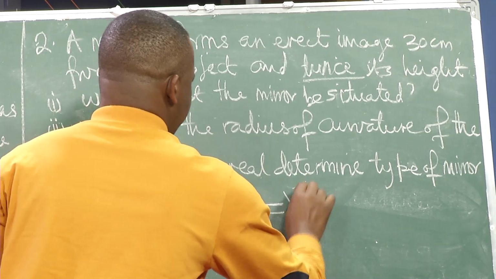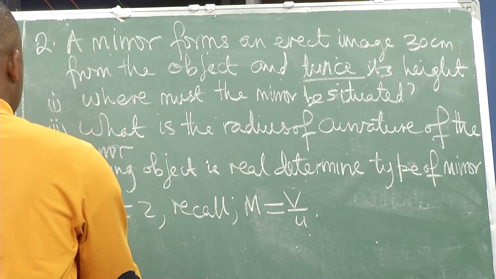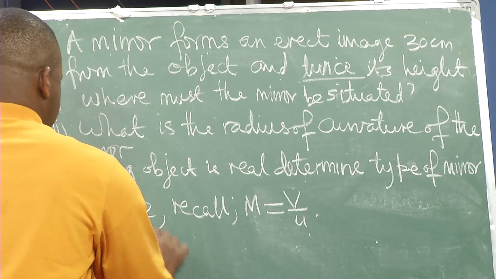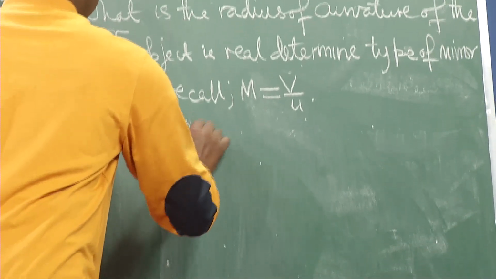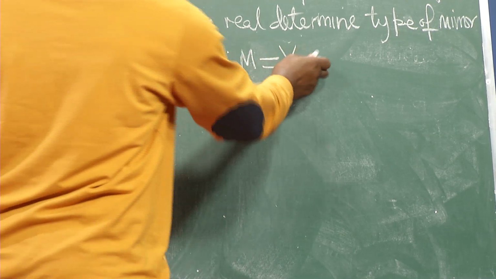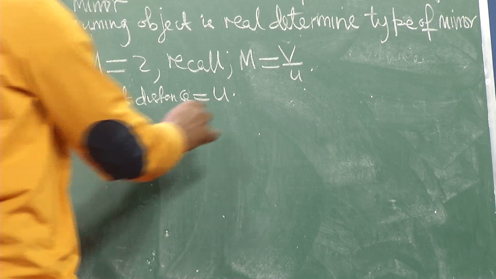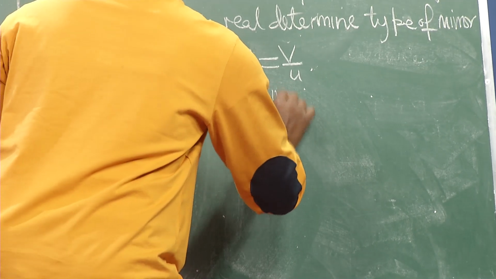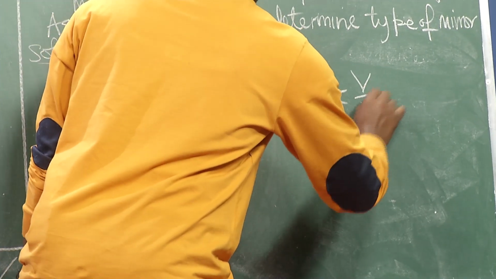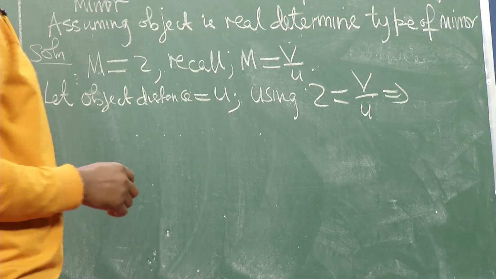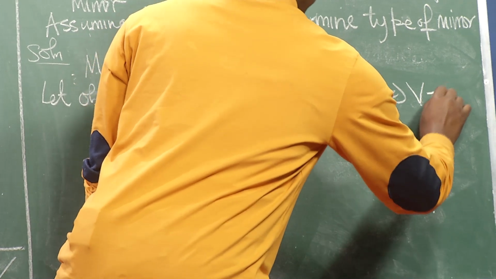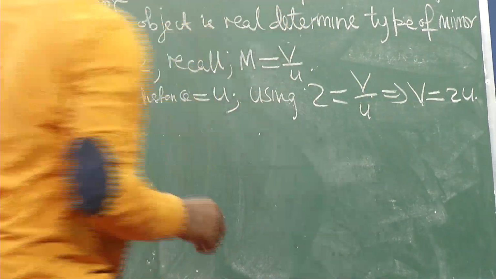We are aware that magnification M is V over U. We shall let the object distance be U. If we let the object distance be U, we can use this magnification formula to find the image distance. So using our 2, which is the magnification, equal to V over U, we can get our image distance in terms of the object distance. V can be got as 2U.